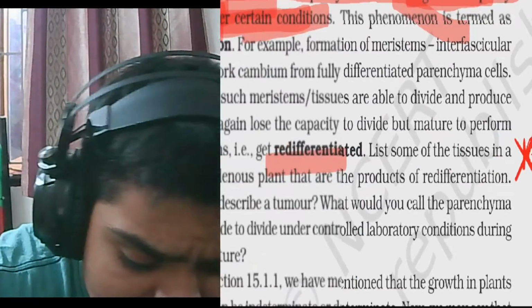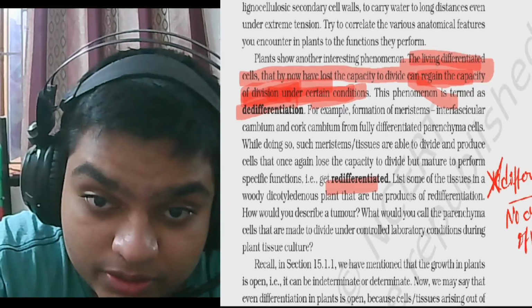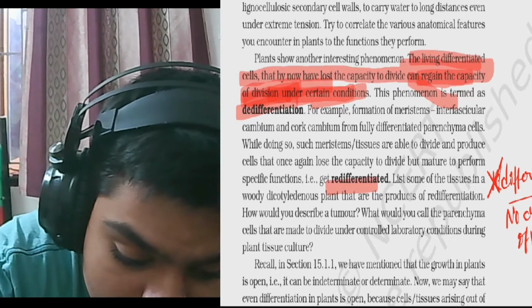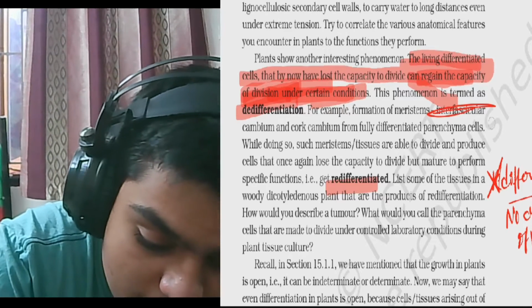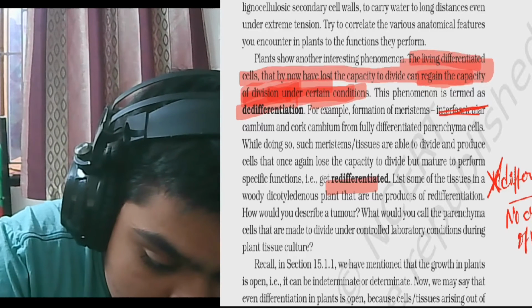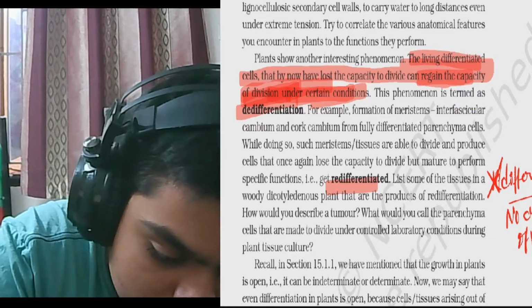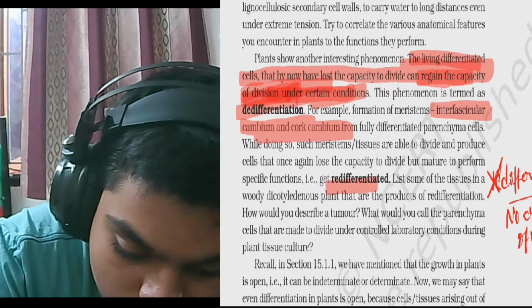Whereas in dedifferentiation, they can again get back into their meristems. For example, interfascicular cambium. This is again very important. I lost a mark here also. Interfascicular cambium and cork cambium.